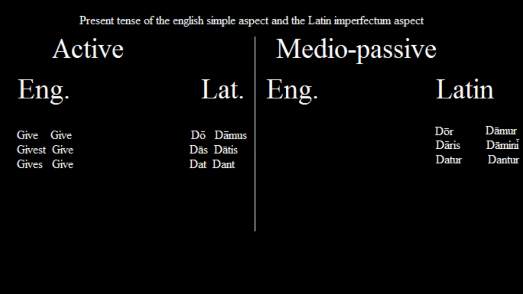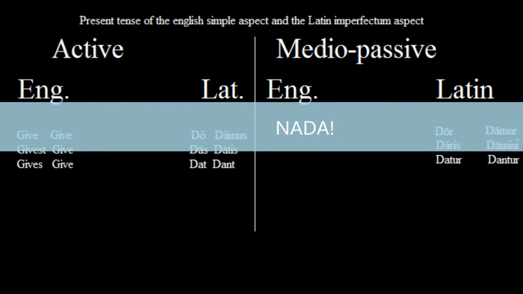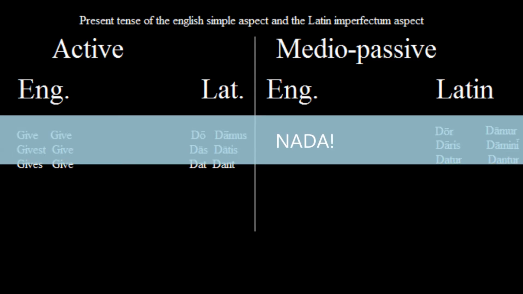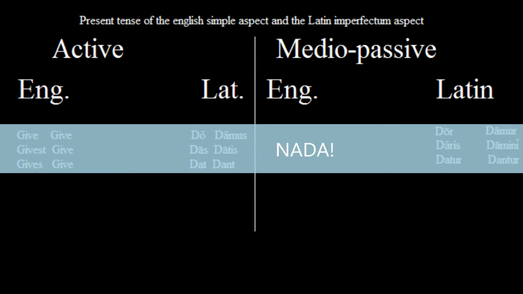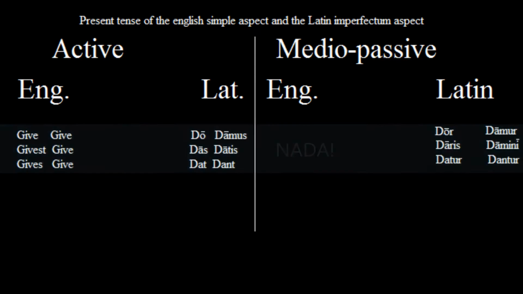So, on the right we have Latin forms, and I did put in macrons to help you out this time. So, dor, daris, datur, damur, damini, dantur. Now, of course, we don't have anything for English mediopassive, now do we? We get nothing. Nothing to form with morphology to make actual conjugating. We just use past participle.